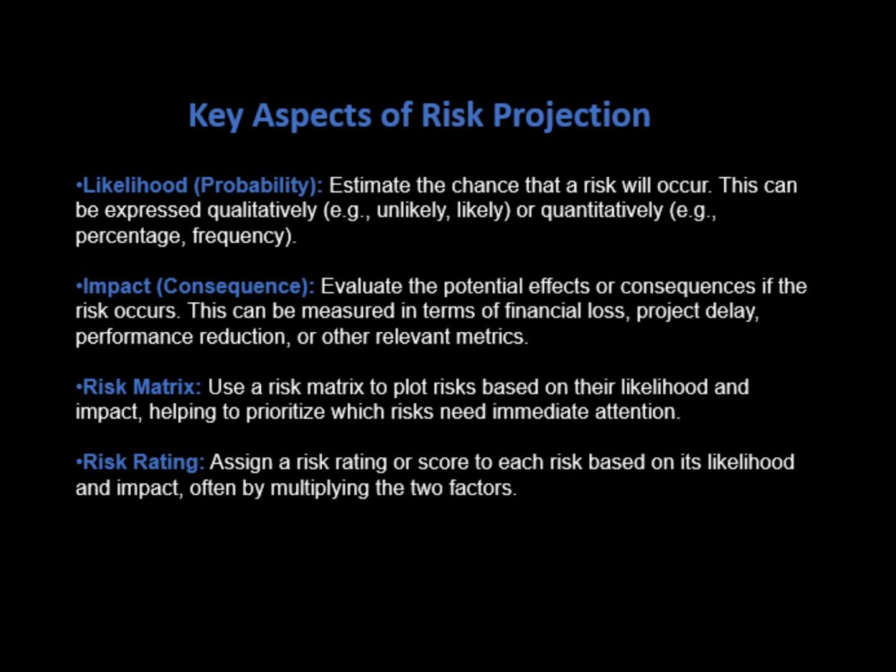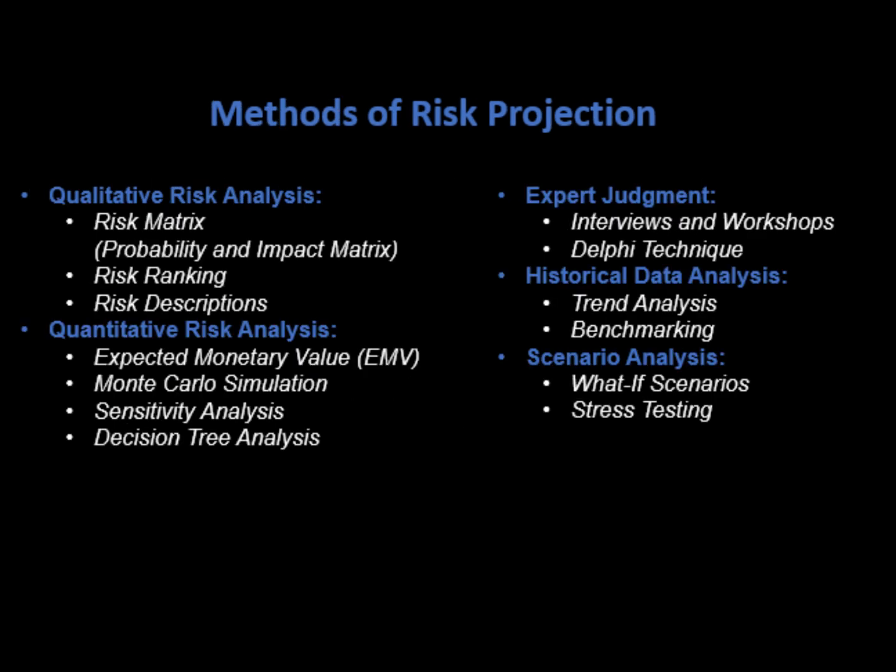Risk matrix. Use a risk matrix to plot risks based on their likelihood and impact, helping to prioritize which risks need immediate attention. Risk rating. Assign a risk rating or a score to each risk based on its likelihood and impact, often by multiplying the two factors.